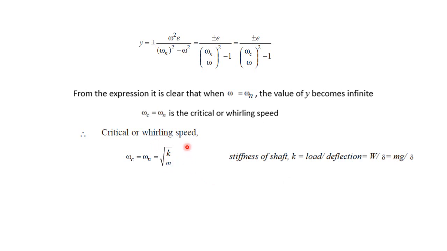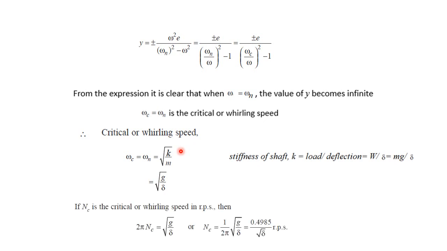So here we can represent root k by m as root of mg by delta by m. So mg by delta by m is root g by delta. We can represent critical frequency in hertz by multiplying this root g by delta with 1 by 2 pi. So 1 by 2 pi into root g by delta, we will be getting the natural frequency or the critical frequency in hertz. Also, if nc is the critical speed of the shaft in rotation per second, RPS, then we can write omega c or omega n as 2 pi nc.